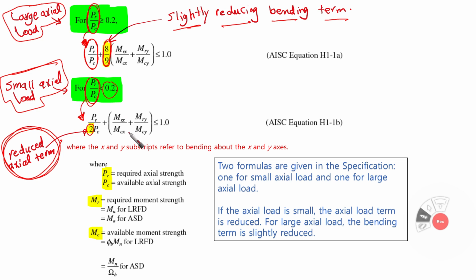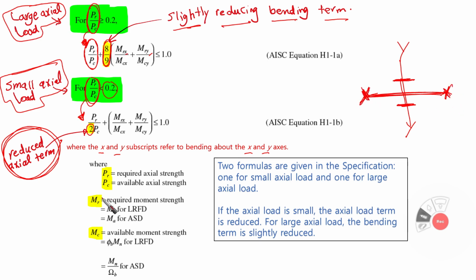Okay. Whenever you see x and y here, as we said, x and y subscripts refer to bending about x and y axes. If we have the element, this is x and this is y. So x is the strong axis, take care.